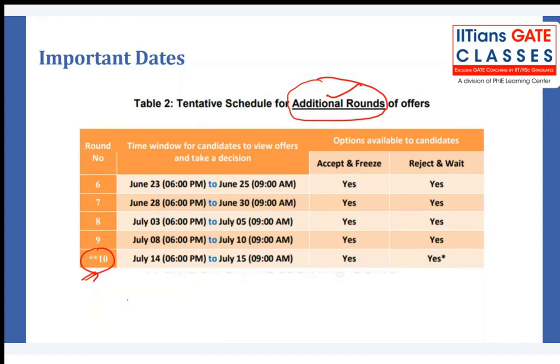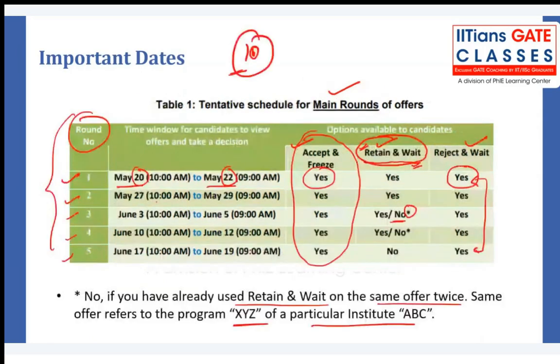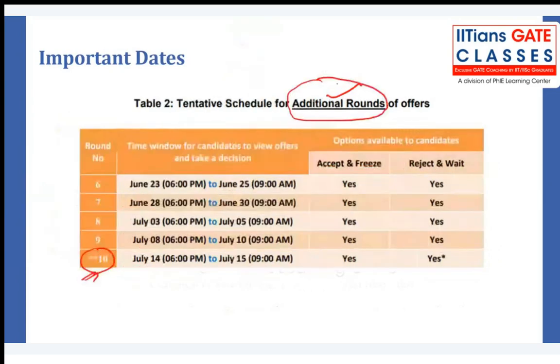Okay, so you have to focus here on these dates. 27, 29 June, June 3 to June 5, third round. June 10 to June 12, right? These are the fifth rounds. So these are the main rounds, and this additional round we can say is a decisive round, where you have to finally make your decision, right? And the timeline also you have to see, the timings, where you can freeze and accept.